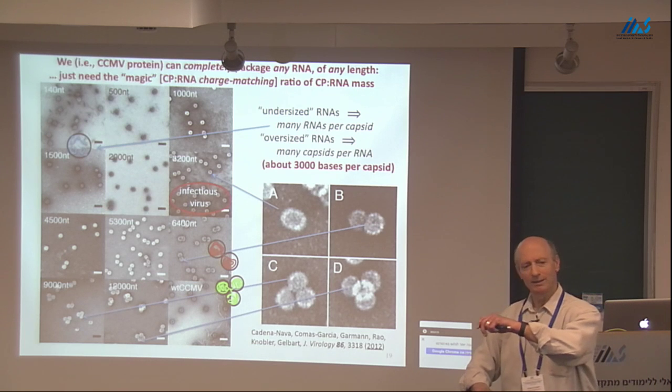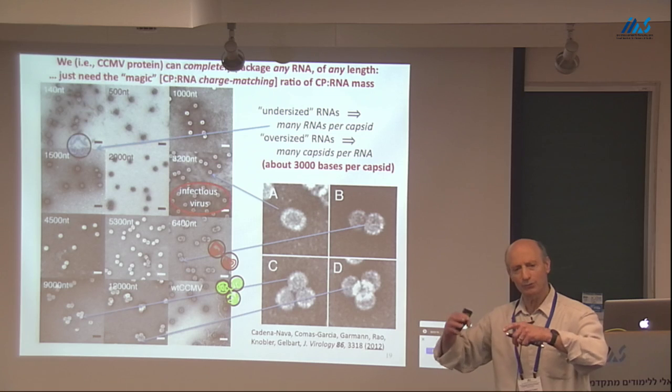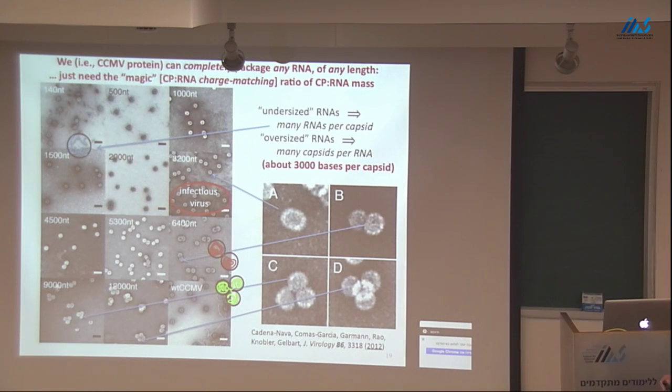And by working first at higher pH and then at lower pH, we can separate these two steps in the formation, the co-self-assembly of the infectious virus or the virus-like particle.